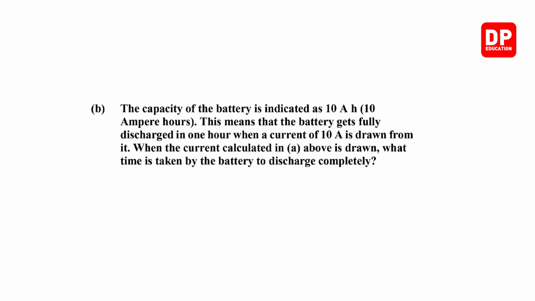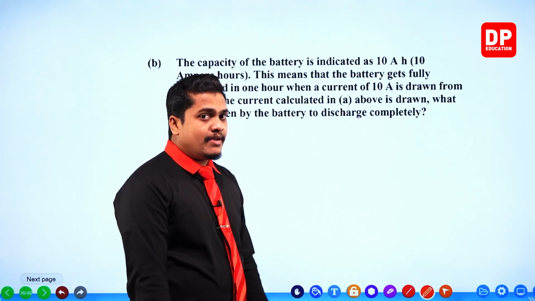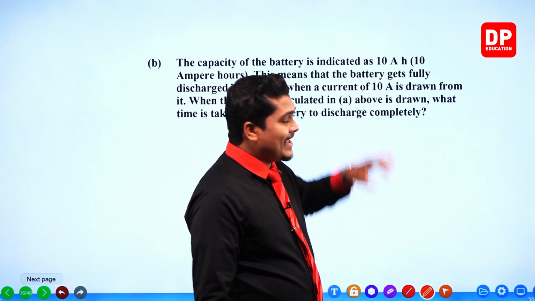This means that the battery gets fully discharged in 1 hour when a current of 10 ampere is drawn from it. When the current calculated in A above is drawn, what time is taken by the battery to discharge completely? So there's a certain battery, no? So the battery is being marked as 10 Ah.